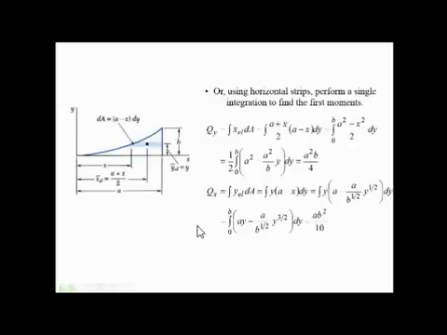Similarly, for Qx, that is the integration of y into (a minus x) dy, that is dA, it involves some critical mathematical terms. So Qx comes up to be ab squared by 10.